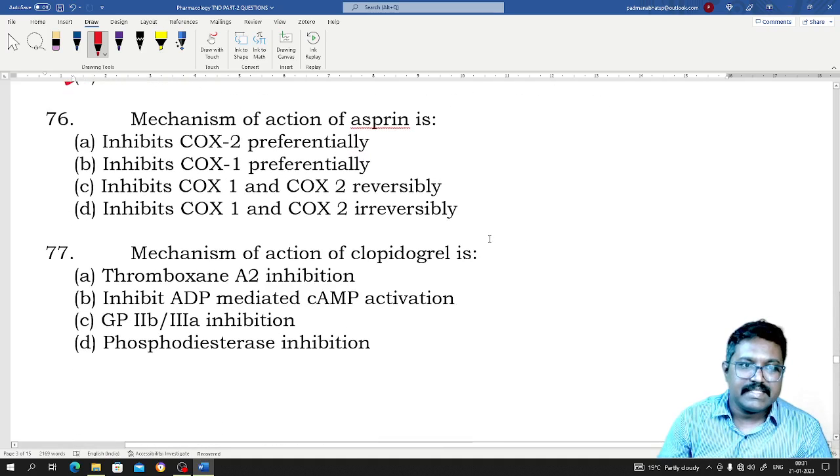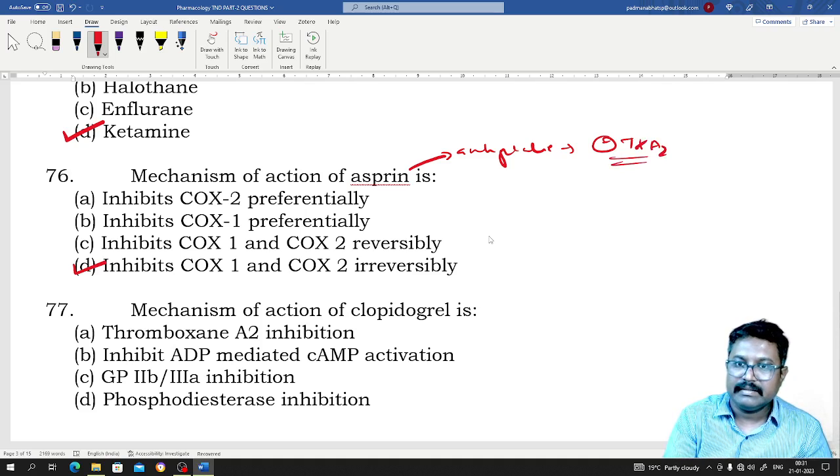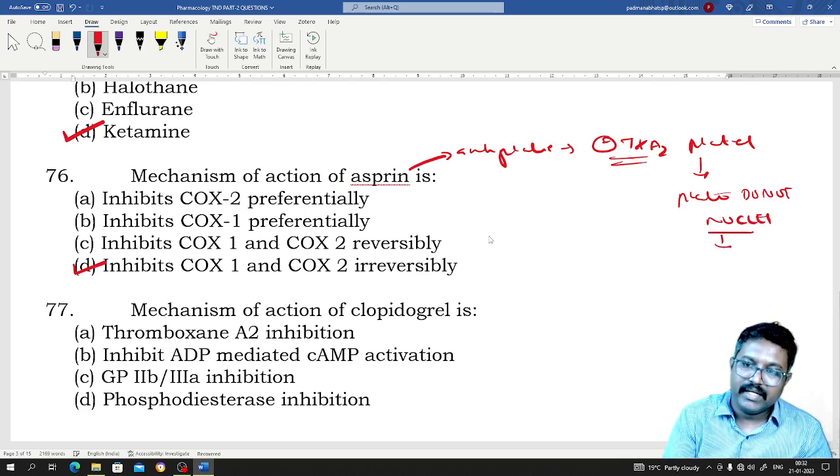So coming to the 76th MCQ, that is the mechanism of action of aspirin is, it inhibits COX-1 and COX-2 irreversibly. Basically it produces anti-platelet action by inhibiting the thromboxane A2 activity. Is that clear? So usually these anti-platelet drugs will inhibit thromboxane A2 activity in the platelet, and platelets do not have a nucleus. It has to wait until new platelets are formed to generate the thromboxane A2.